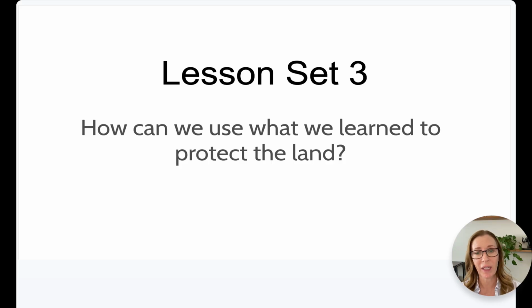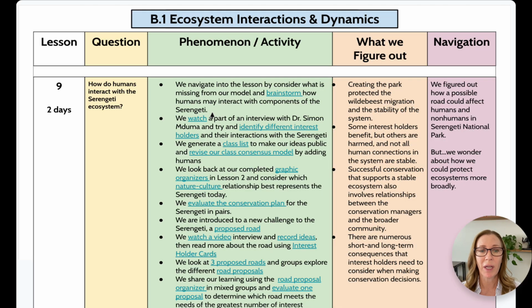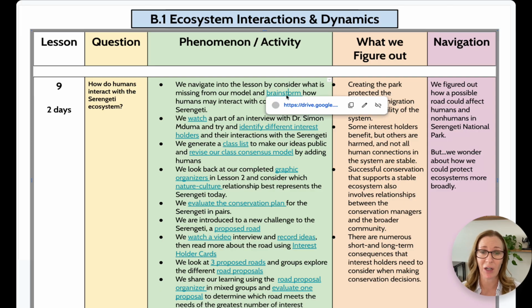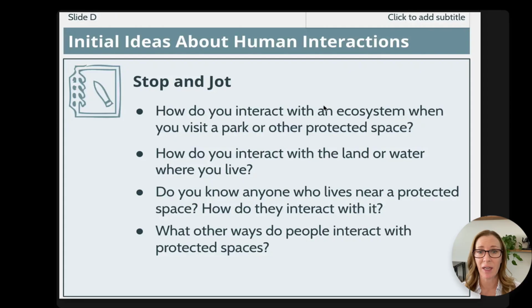We ended Lesson 8 using the SAGE modeler and looking at all the interactions in the ecosystem, and we defined biodiversity and keystone species, and we realized that something might be missing from our model. So we navigate into this lesson by considering what this missing piece is, and we quickly realize that it's humans, and we brainstorm how humans may be interacting with the components in the Serengeti. And here is the slide to support you.